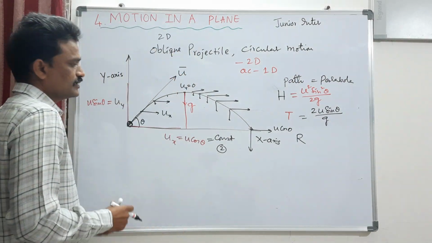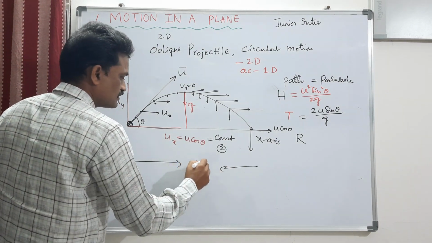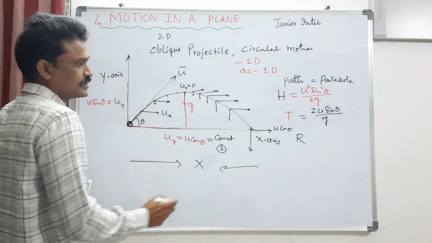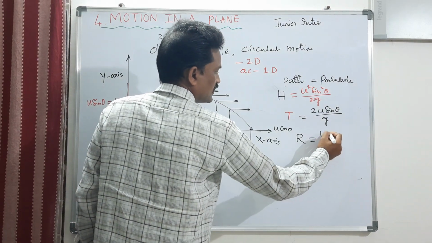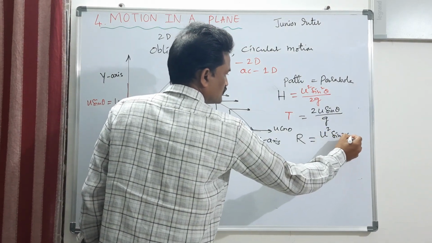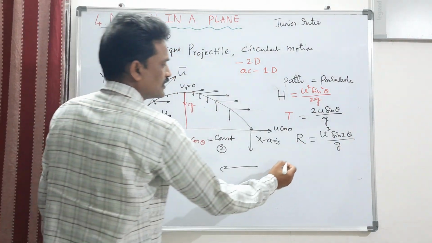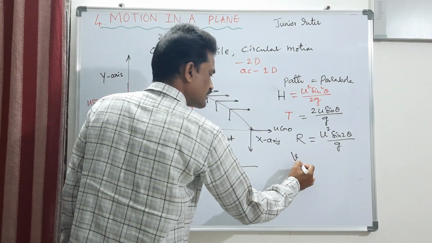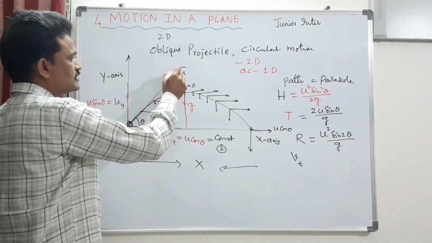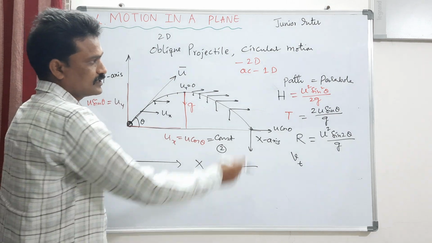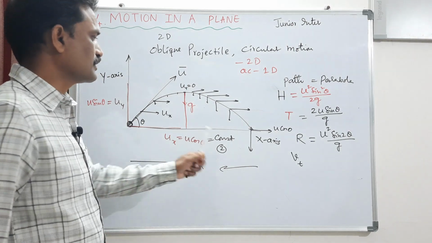The third one is range. What do you mean by range? Range is nothing but the maximum displacement along the x-axis. That is the horizontal displacement. The maximum horizontal displacement is called the range of the projectile, and whose expression is R is equal to u square sin 2 theta by g. And we are also going to write the expression for velocity at any point of time when the initial velocity is given. So these are the derivations that we are going to do now.